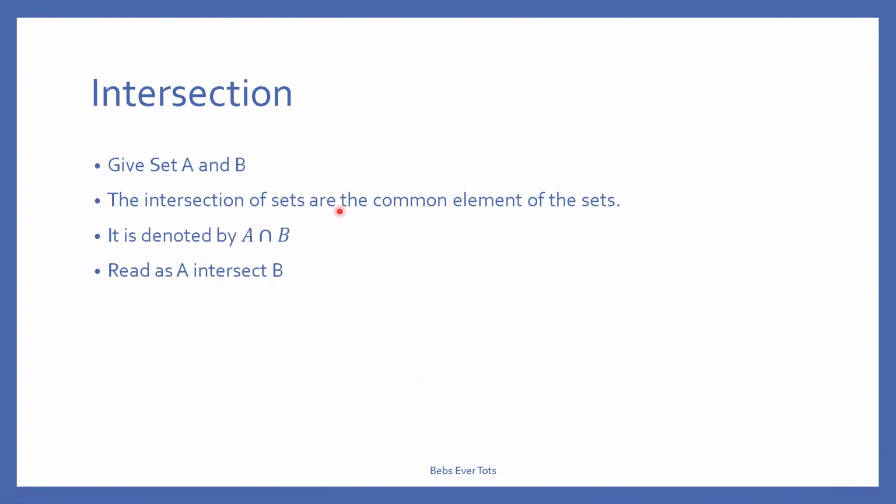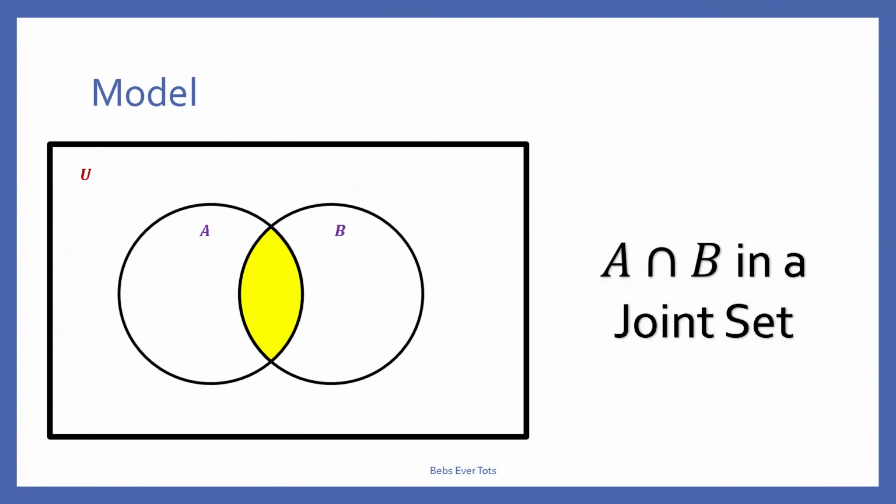Let's have another operation known as intersection. Given sets A and B, the intersection is the set of common elements of the sets. It is denoted by A, intersection or reverse U as a symbol, B. It is read as A intersect B. In a model of a joint set, since we need to identify the common element, we are only answering what is the intersection, or the common element, between the two sets, A and B.